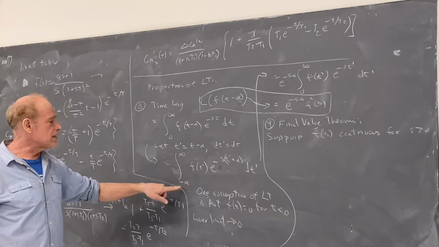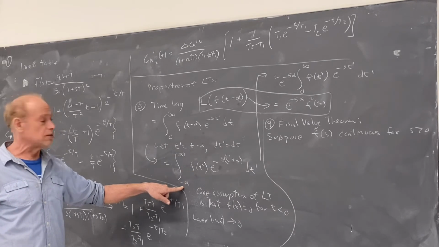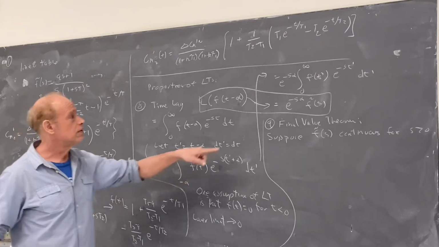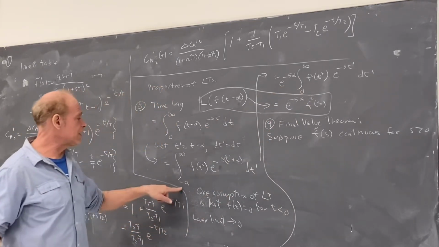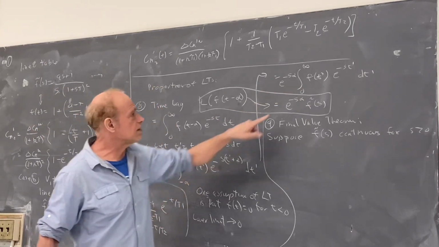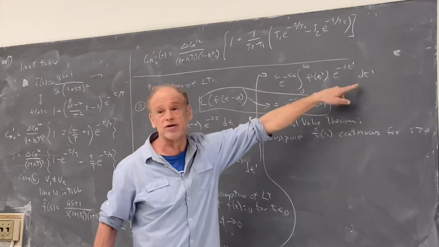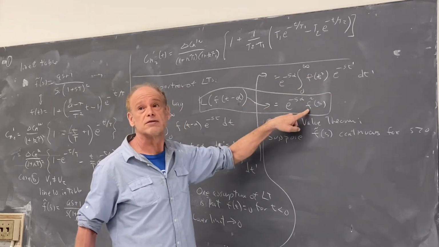And I noted that f is 0 for negative values of the argument, so I can just turn this into a 0. And that's how I got this. And so this became a 0 to infinity, f of t prime, e to the minus s t prime, e to the minus s alpha dt prime. This thing is just f tilde of s.